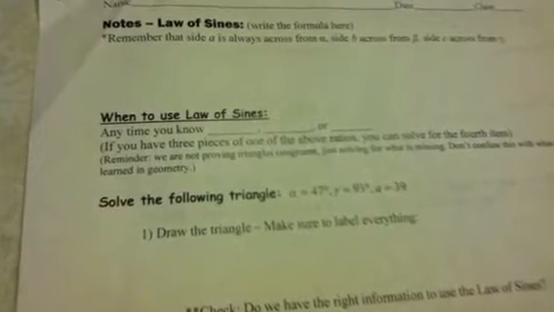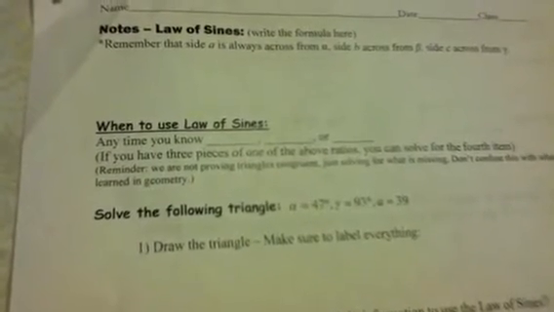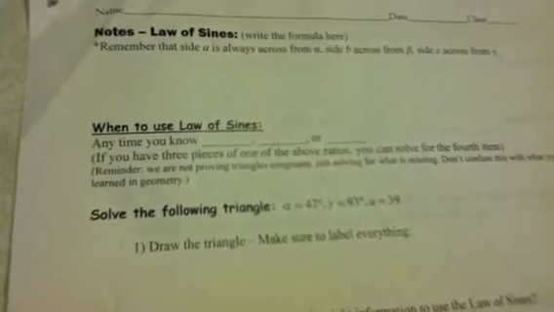But when we have an oblique triangle that doesn't have a right angle, we have to use either law of sines or law of cosines. Law of cosines is section 5.2. Okay, so law of sines is all about proportions.